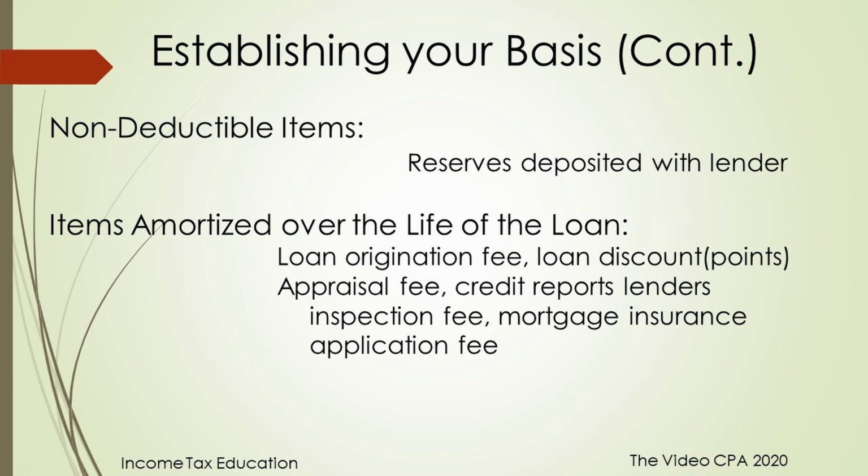The next thing to look at are those things that are associated with obtaining the loan. Things like loan origination fees, loan discounts, points, appraisal fees, credit reports, inspection fees, mortgage insurance, application fees, things like that. Those are things that are attributed to the loan. Those things have to be amortized over the life of the loan. So if it's a 30-year loan, you're amortizing it over 30 years, 15-year loan over 15, and so forth. But the amortization period is going to be different than your depreciation period on the actual structure of your rental property.